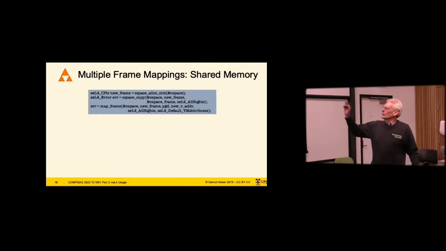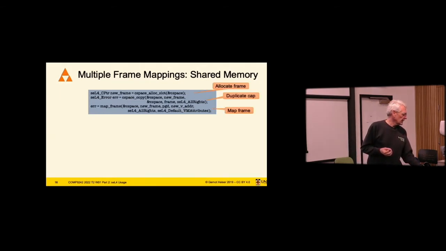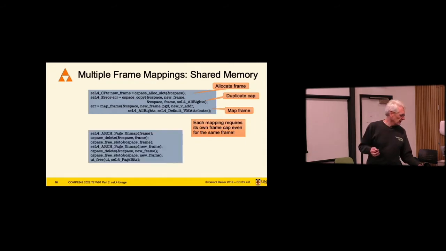So if we want to do a shared frame, then we need to create a new frame capability by copying an existing frame capability, and then we can map that one into the second address space. So we duplicate the capability and then map it. And that's how you set up shared memory. And then there's various operations you can do on that. Basically all the usual stuff as before.